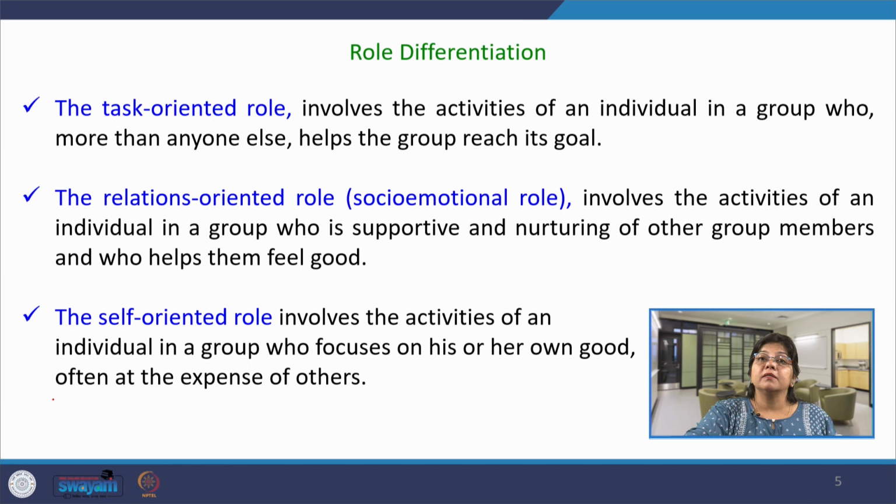The other is the self-oriented role. This involves the activities of an individual in a group who focuses on his or her own good, often at the expense of others. This kind of role is actually an individual's discretion to only focus on his own personal interest while ignoring the interests of the organization or co-workers.